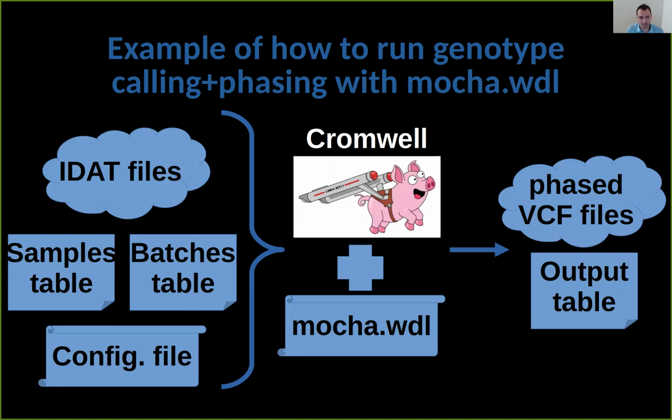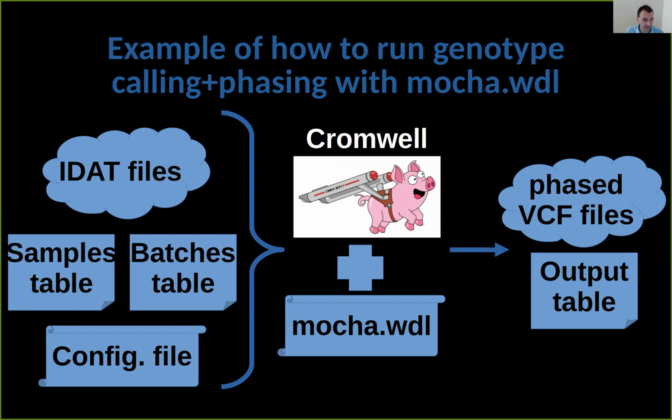Running a pipeline mostly means that you need to define a set of input files. Let's say that we're going to run a pipeline in IDAT mode, and we're going to provide a set of IDAT files, which are again Illumina intensity files.